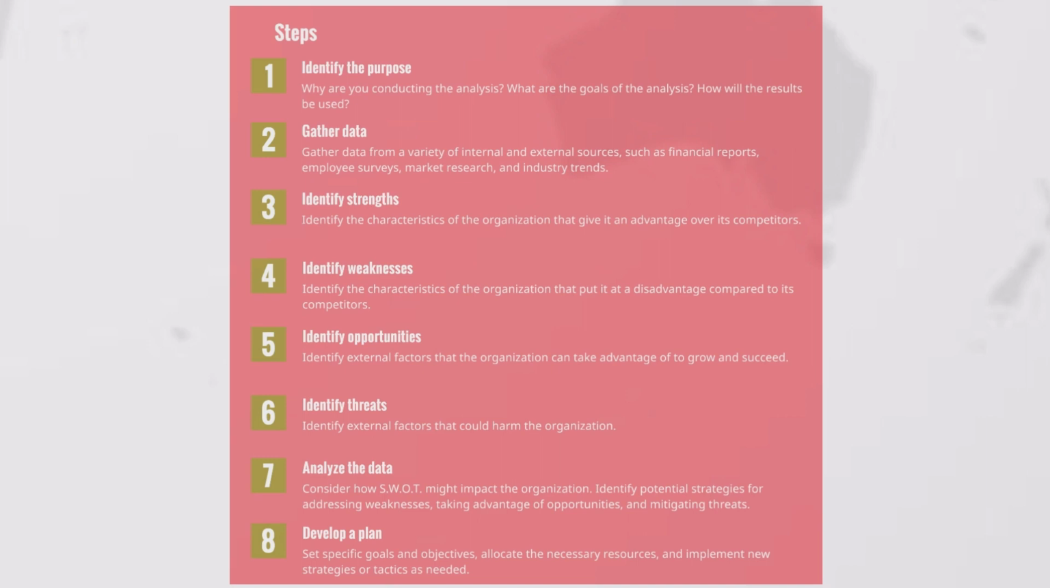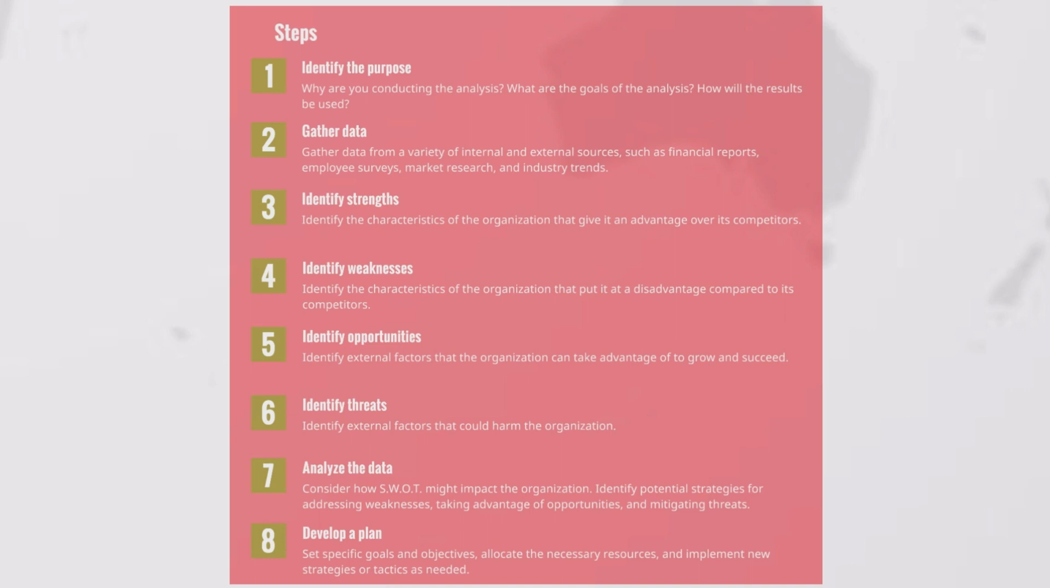Step 6. Identify your organization or project's threats. These are the external and internal factors that could pose a risk to your success and limit your performance. Step 7. Analyze all the data you've gathered to identify patterns and trends. This will help you draw conclusions and develop more insights.